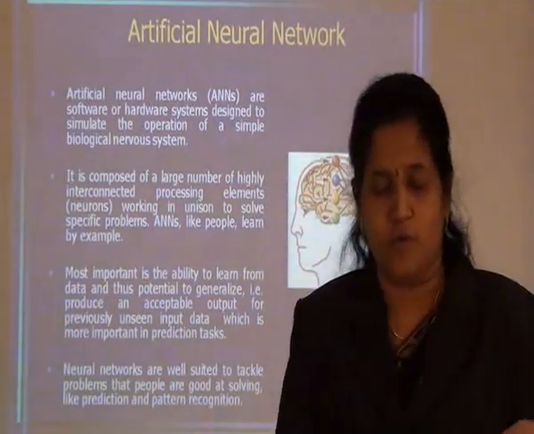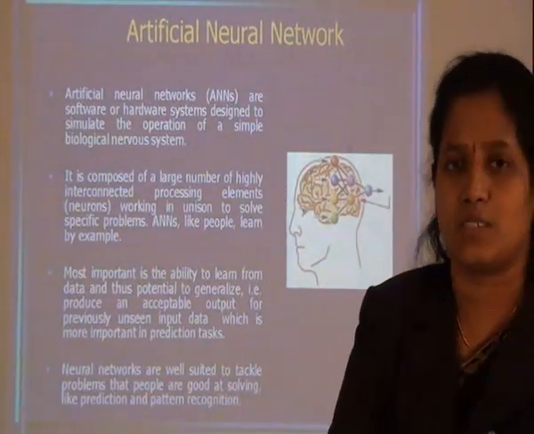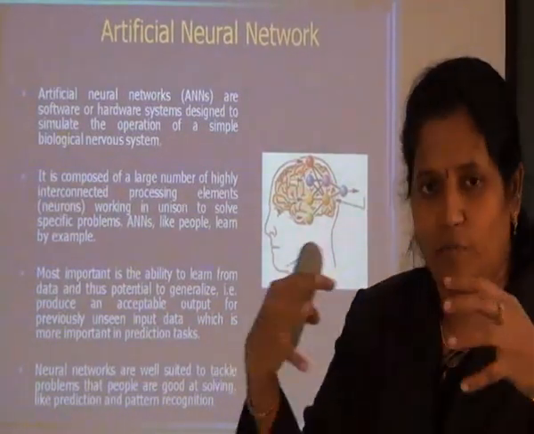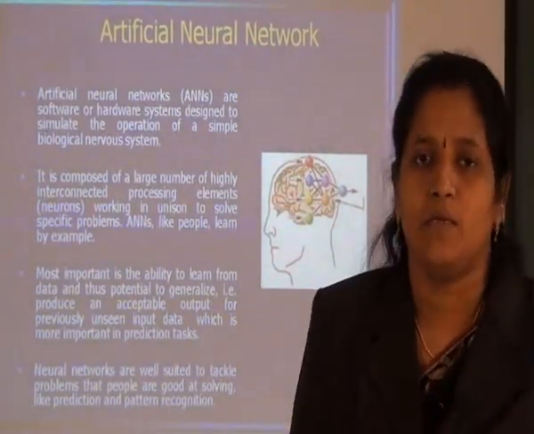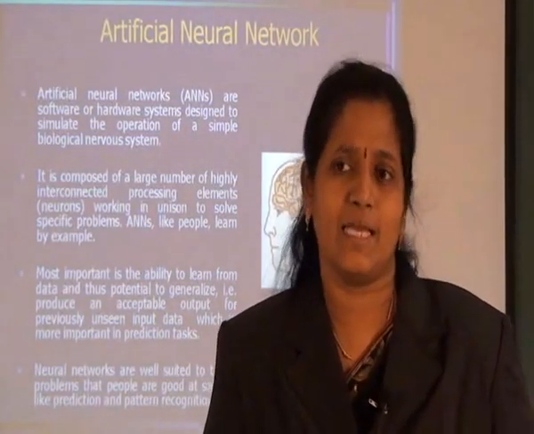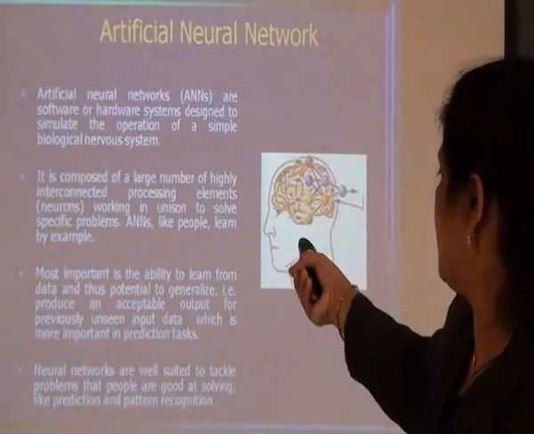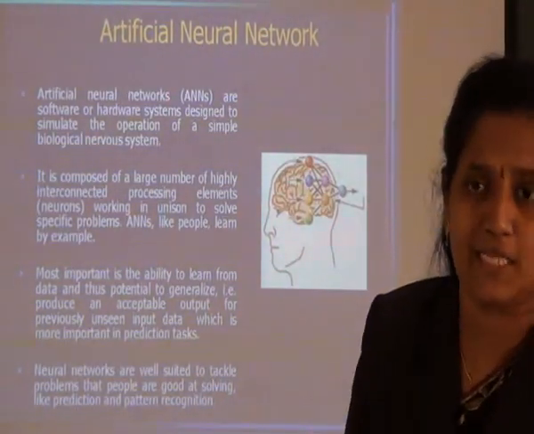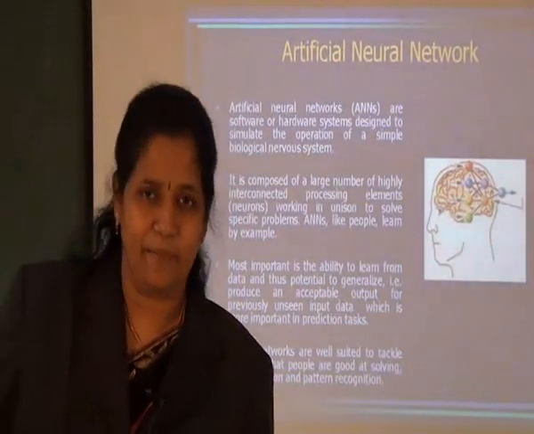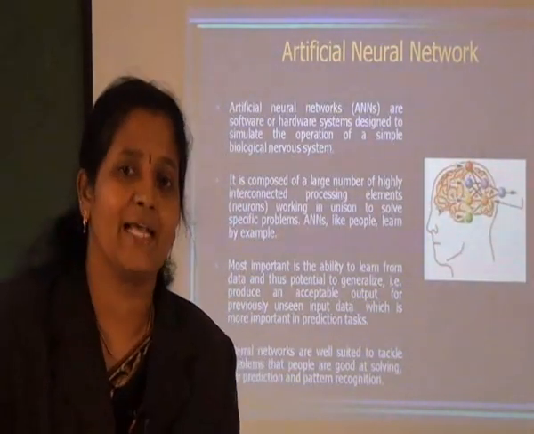It is composed of a lot of interconnected neurons. A lot of neurons will be there. They are interconnected with each other, and they work together to solve a particular problem. So it thinks like a human being. Artificial neural networks, like people, can learn by example.